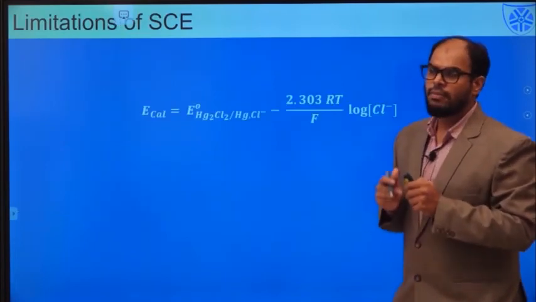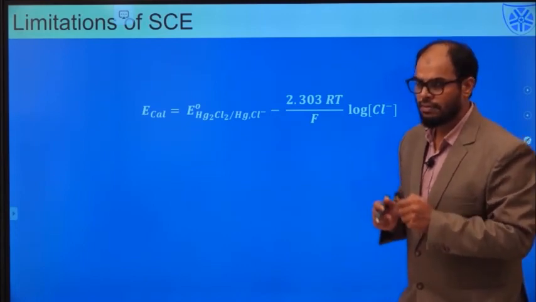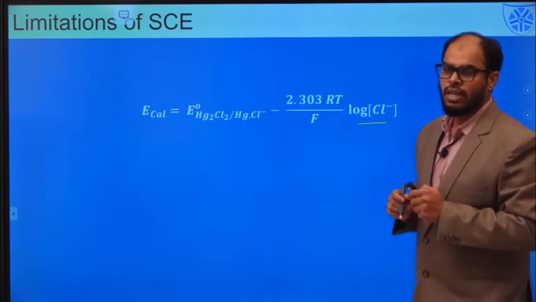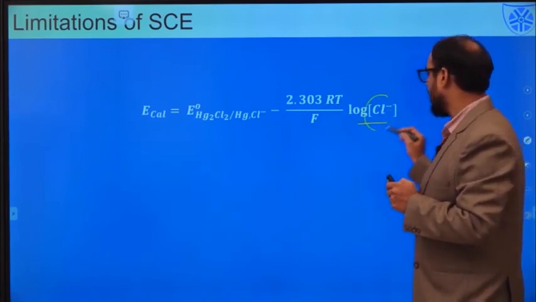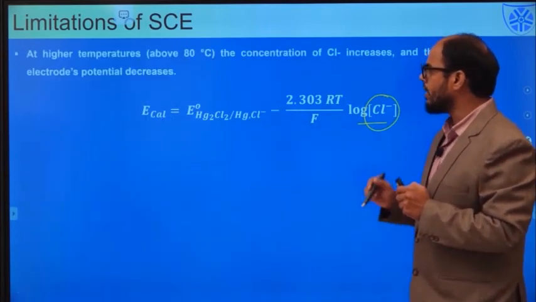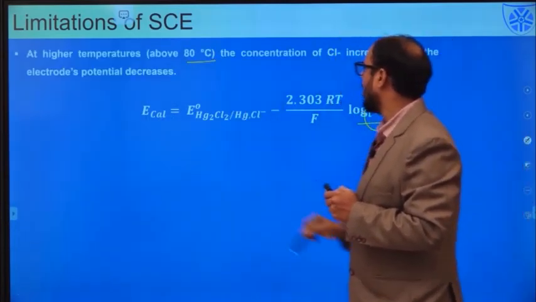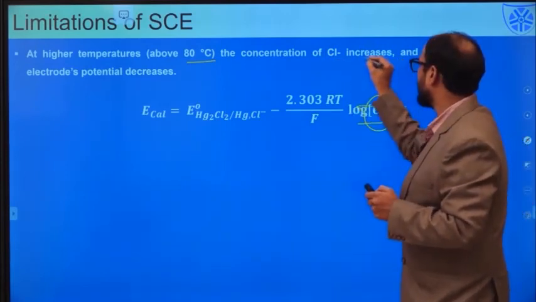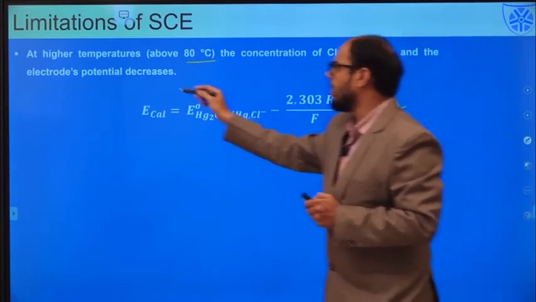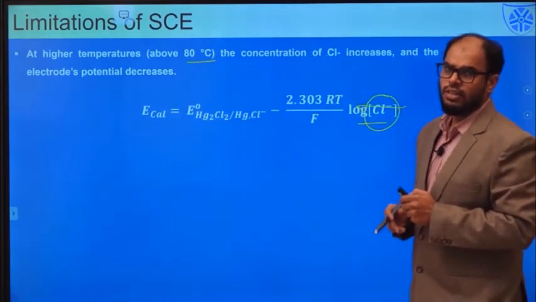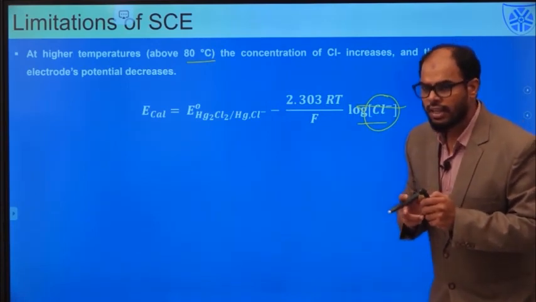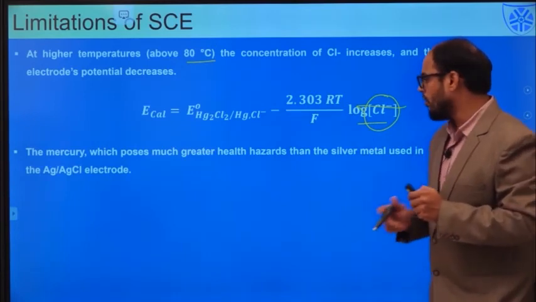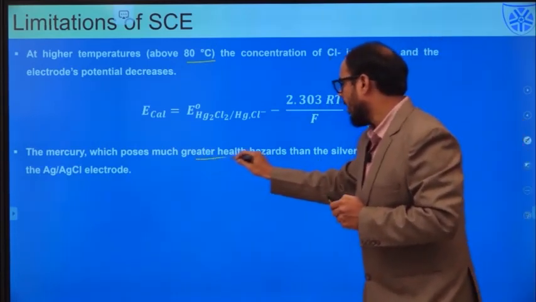And apart from the advantages, we have got some limitations of SCE. Since we told that the saturated calomel electrode is affected by the concentration of Cl minus, at high temperature above 80 degrees centigrade, the concentration of the Cl increases. Whenever there is an increase in the concentration of Cl minus ions, the electrode potential value will decrease. So, this is one of the drawbacks of saturated calomel electrode. Apart from this, we should know that mercury is a greater health hazard.